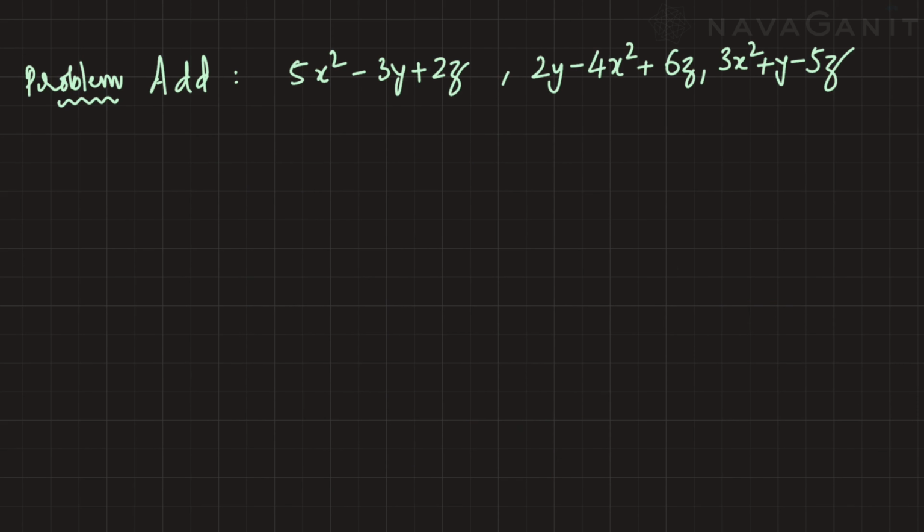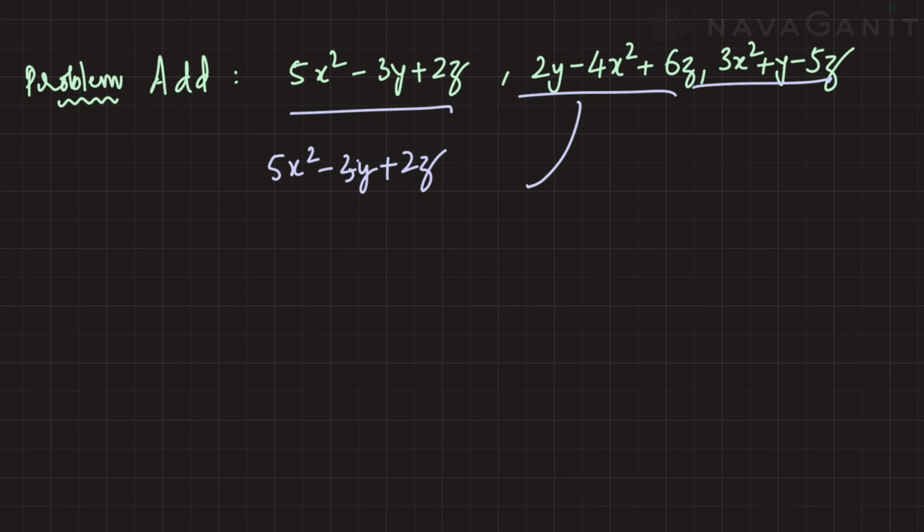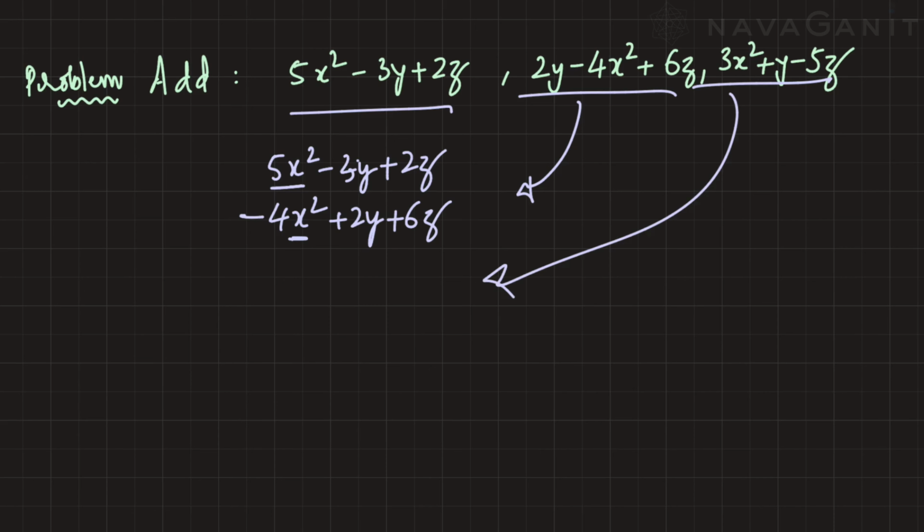Now let us take up this problem. We need to add these three given polynomials. As we have seen earlier, the three steps are: the first step is to arrange the terms systematically before adding. So we'll write the polynomials one below the other. Now the like term is minus 4x squared. So underneath x squared, we write down the x squared term. So minus 4x squared plus 2y plus 6z. Similarly, this term would be 3x squared plus y minus 5z.